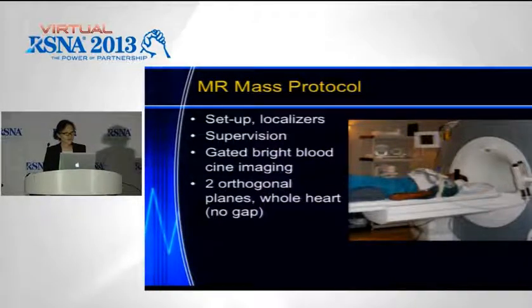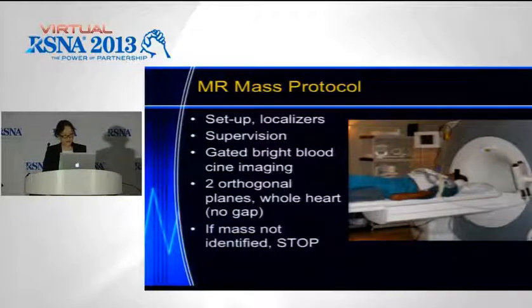Generally, we want some kind of screening sequence that enables us to cover the whole heart and evaluate the location of the mass before going on to more detailed assessment. So in my experience, gated bright blood cine imaging, usually a balanced steady state free precession sequence, or if there are issues with magnetic field homogeneity, we can do a spoiled gradient echo sequence, is useful for that initial screening sequence. So what we want to do is two orthogonal planes, so multiple slices to cover the whole heart with no gap between those slices.